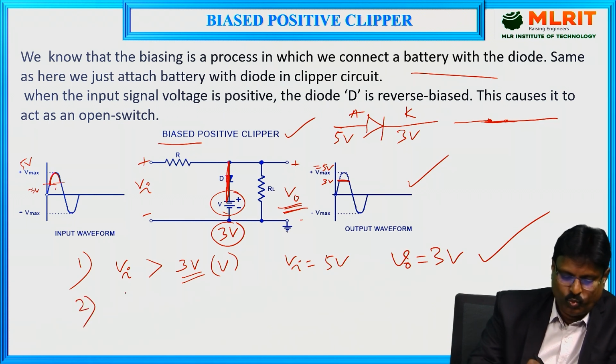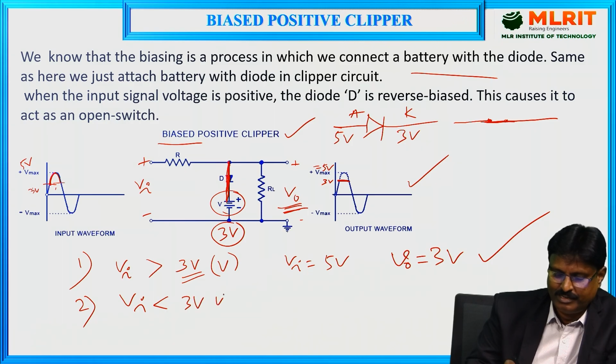Case 2, whenever Vi is less than 3 volts. Whenever Vi is less than 3 volts, what happens? Let us see.